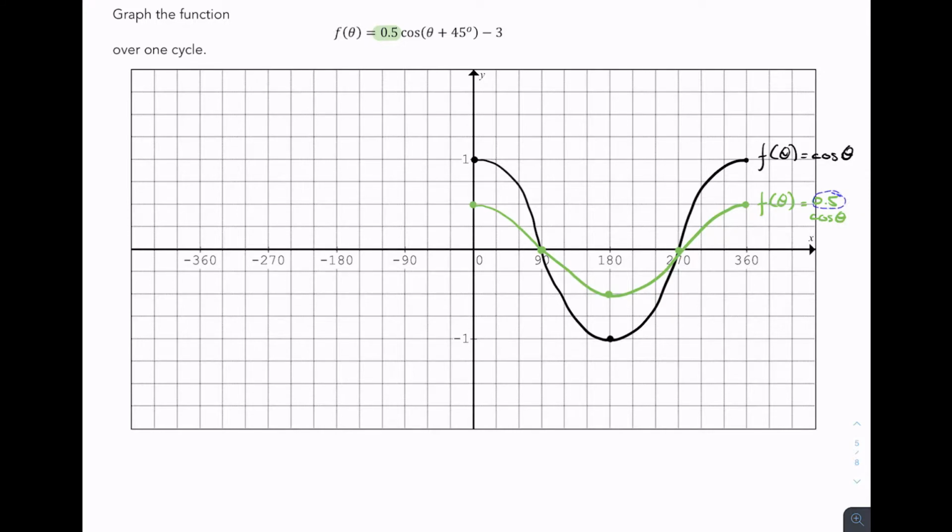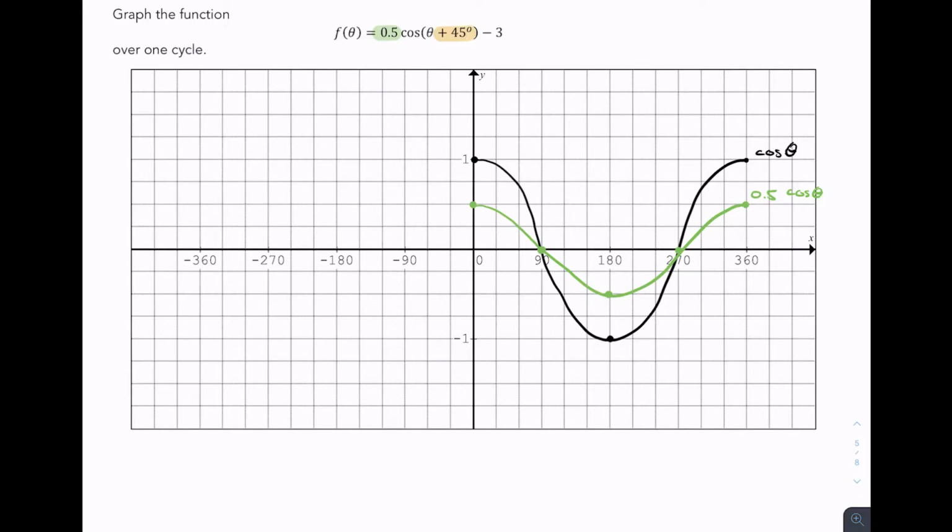I can't fit that in. Actually, you know what? Just to minimize clutter, let me just take out the f of theta altogether and just have the function itself. So this is cos theta, this is 0.5 cos theta, and that's where it's going to go. Okay, next we have the phase shift or horizontal shift, which I will highlight in orange.